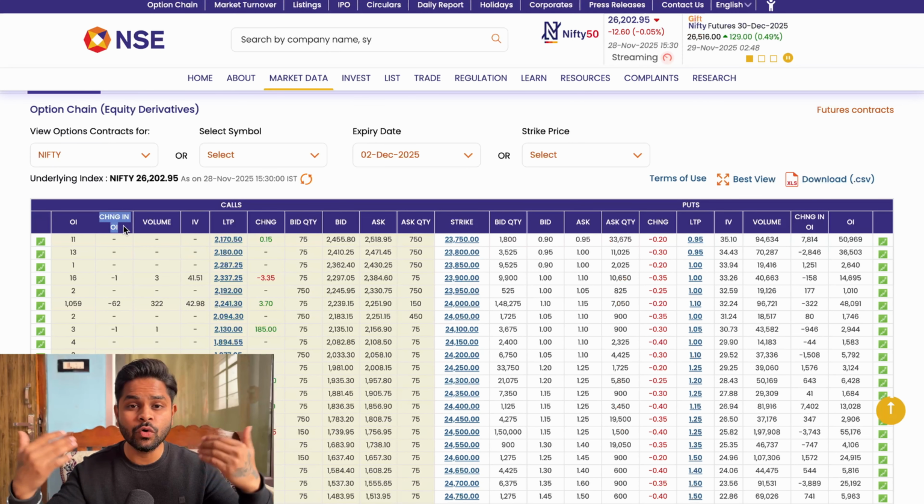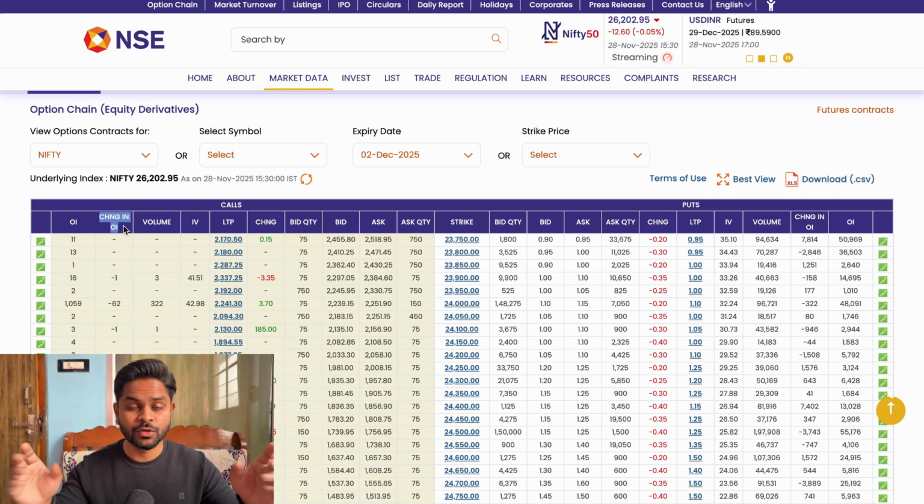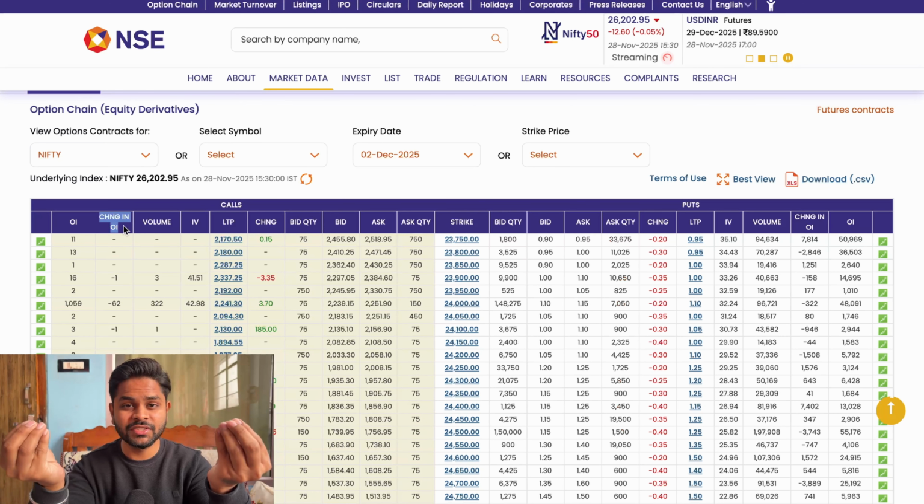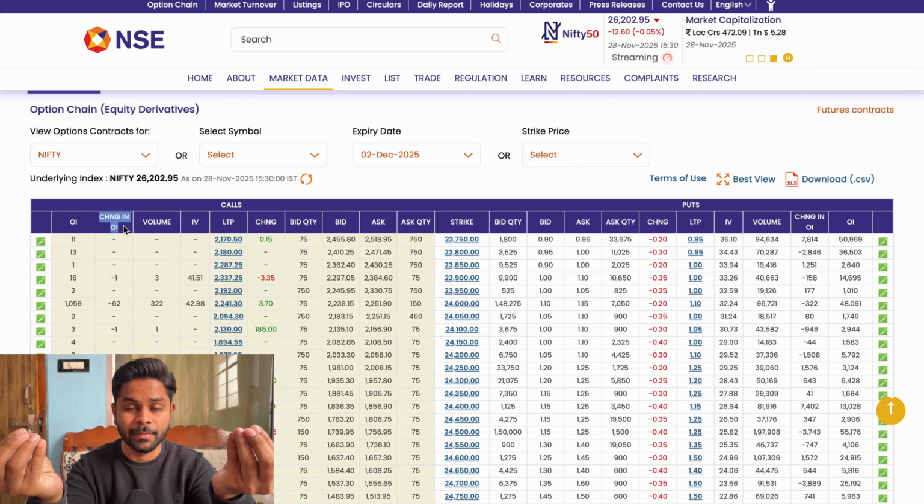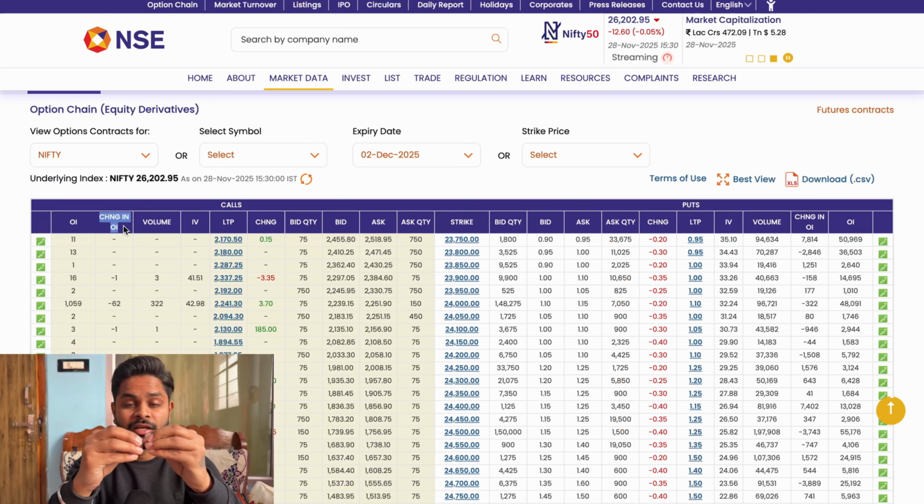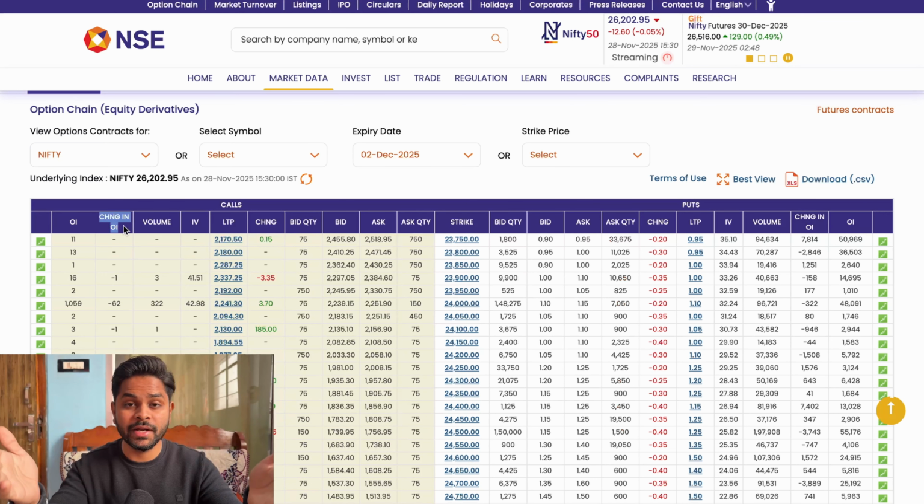Now, second thing is change in OI. So how many new contracts have been added or how many new contracts have been closed? So let's say there are 100 buyers and 100 sellers. Next day, 50 more buyers and 50 more sellers came. Then contract became 150. So 50 is change in open interest.